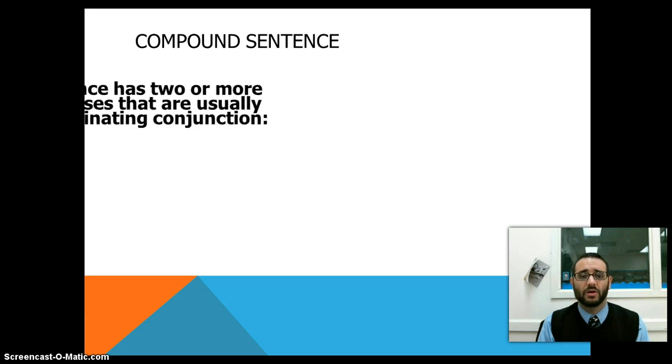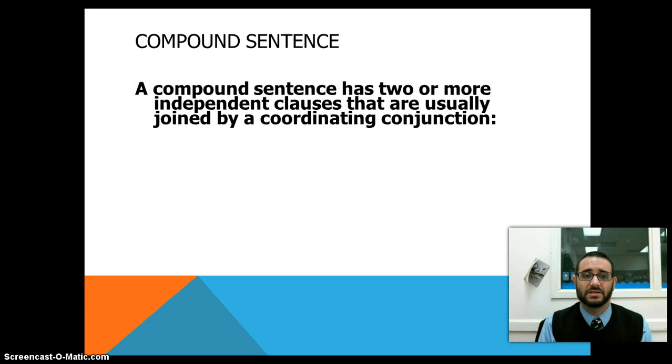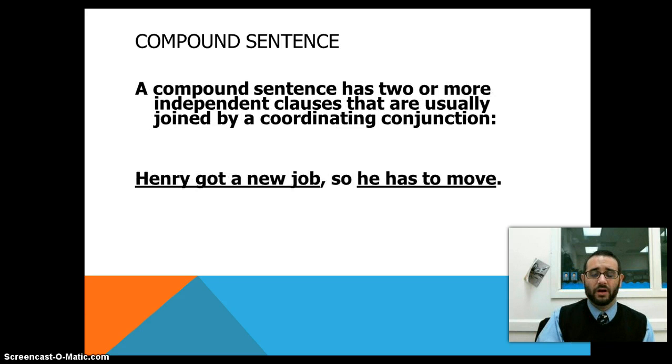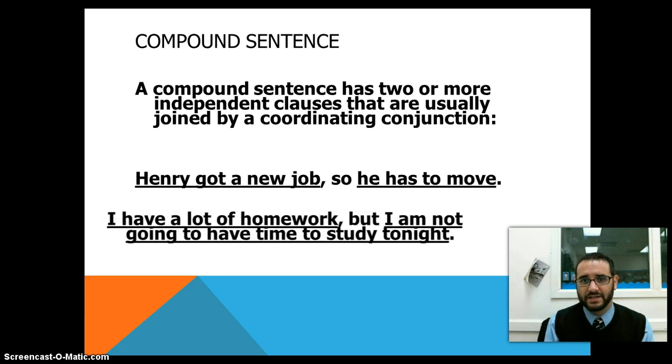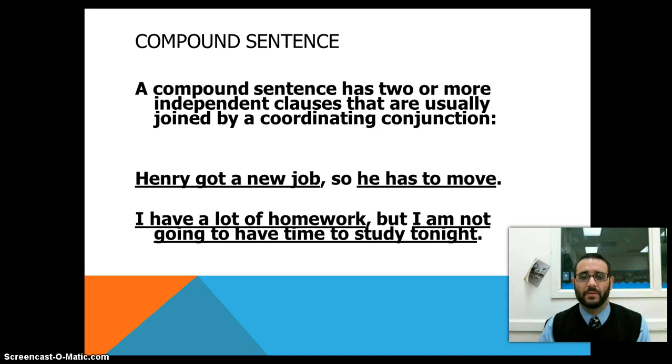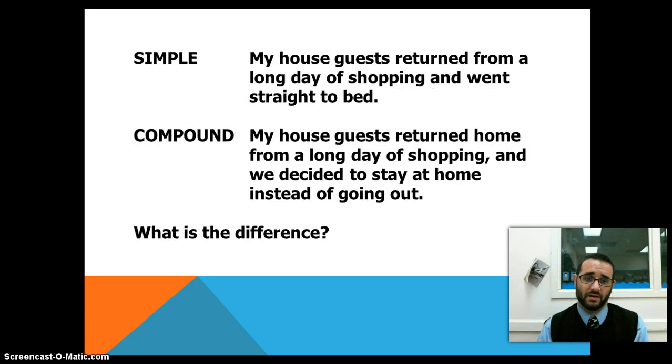Now let's look at some more information about compound sentences. It's usually joined by a coordinating conjunction, like the word but or so. So "Henry got a new job," independent clause. "He has to move," independent clause. The so is that conjunction to let us know that it is a compound sentence. Here's another example. I have a lot of homework, but I am not going to have time to study. The but is your coordinating conjunction, and then you have two independent clauses.